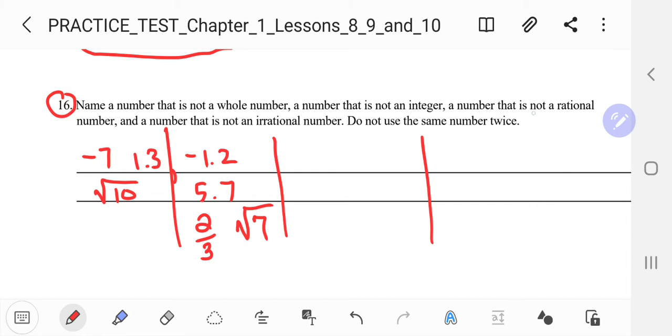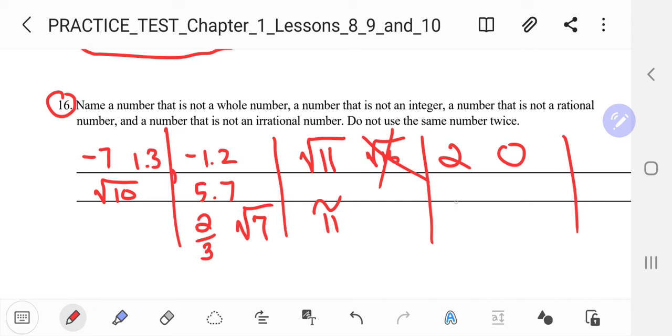And next, a number that is not a rational number, so we need irrational. That's any of our square roots that aren't of perfect squares. Square root of 16 equals 4, so that would be a whole number, a rational number. Also, pi would go in here. And finally, a number that is not an irrational number. Well, that's everything on the other side of our chart, which could be a whole number or a natural number, anything that can be written as a fraction.